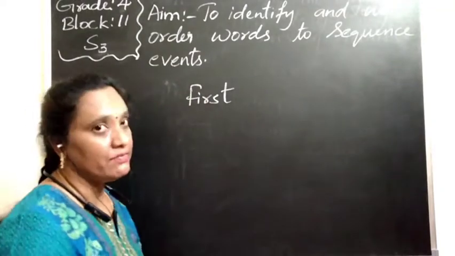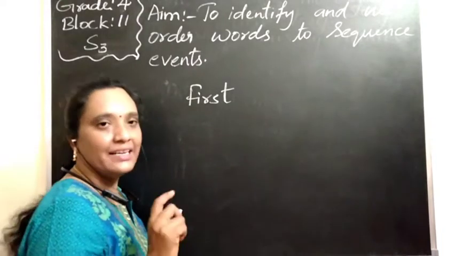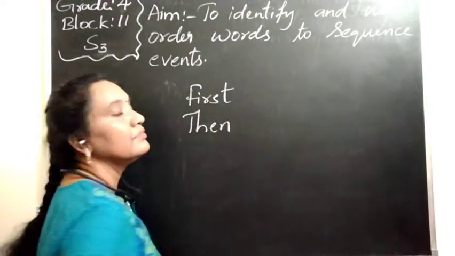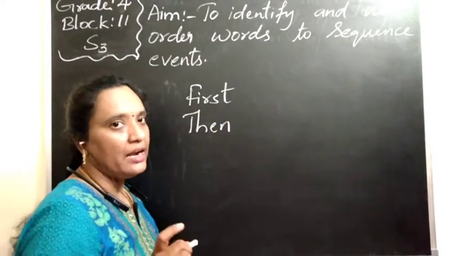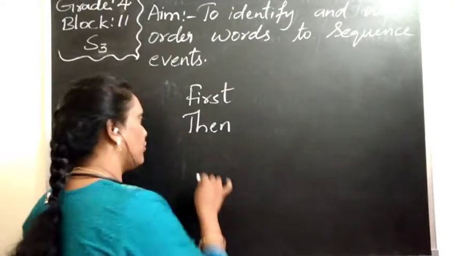First is the first order word we use. Then is the next order word. So then. There is a difference between than and then. THA and then. Then means after this. So next.